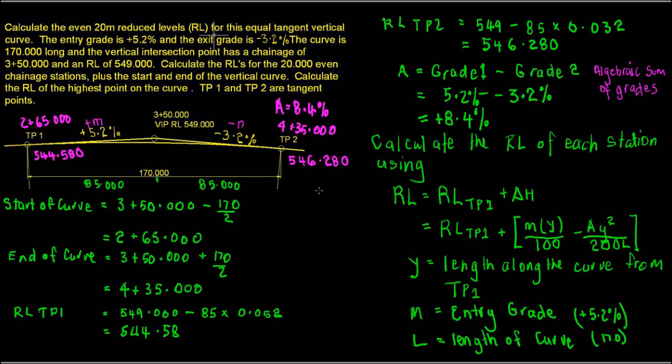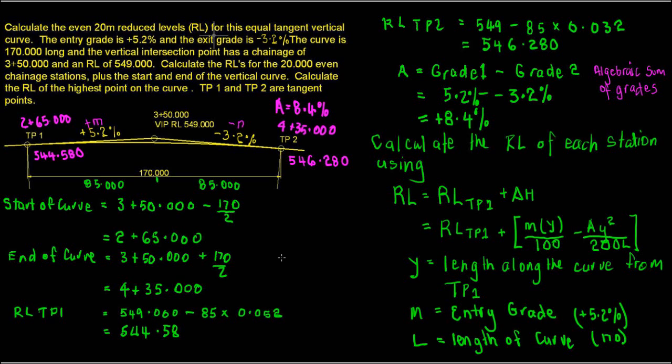So first thing is to calculate the chainage of the start of the curve. That is 3 plus 50, which is the vertical intersection point, minus 170 by 2, half the length of the curve, which is 85. So that is a chainage of 2 plus 65. Similarly, the end of the curve is 3.5 plus 170, which is 4 plus 35, or 435.